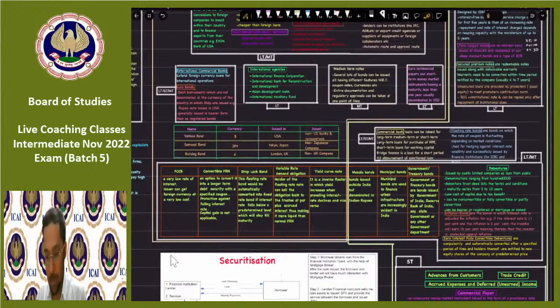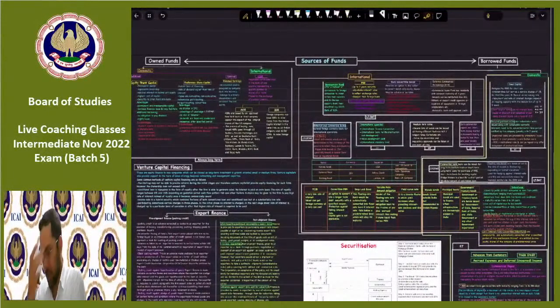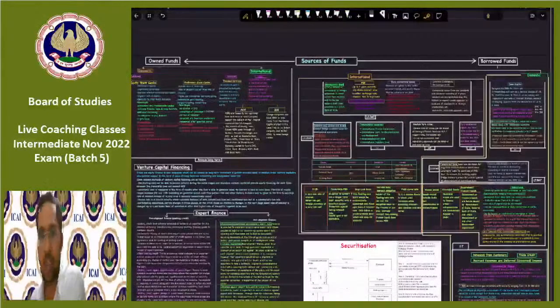Okay, more about these topics we'll take up in the next class, followed by MCQs and questions based on this. And we'll begin with the next chapter also.